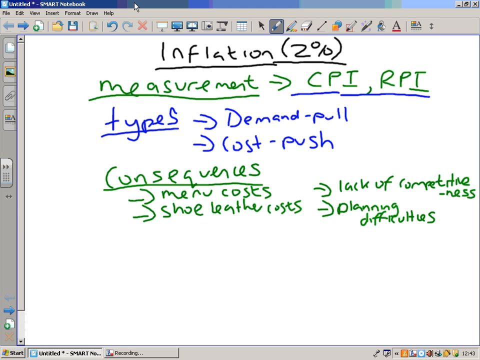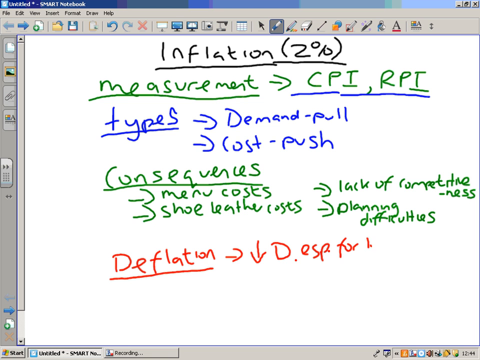Final part of this topic though, I want to bring in the importance of deflation. The UK economy targets inflation of 2%. If inflation is such a bad thing, why don't we aim for deflation? This is when we have a general fall in the price level of the economy. The problem with deflation is that it leads to nobody buying anything. We have lower demand, especially for luxury items or expensive items. Let's think about why this is the case.